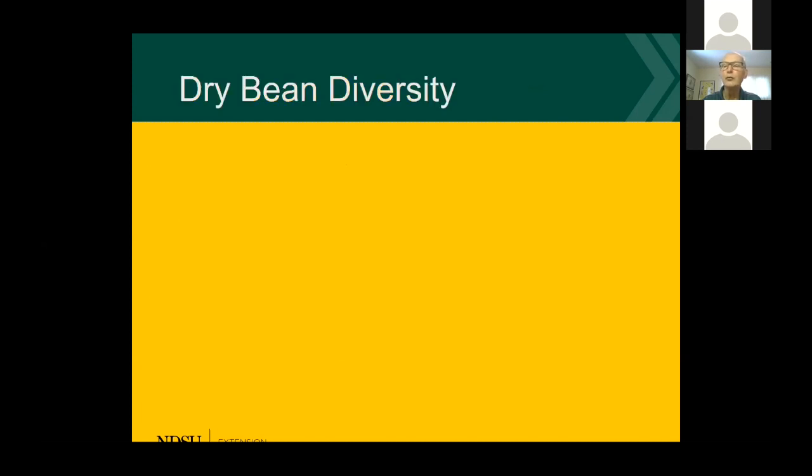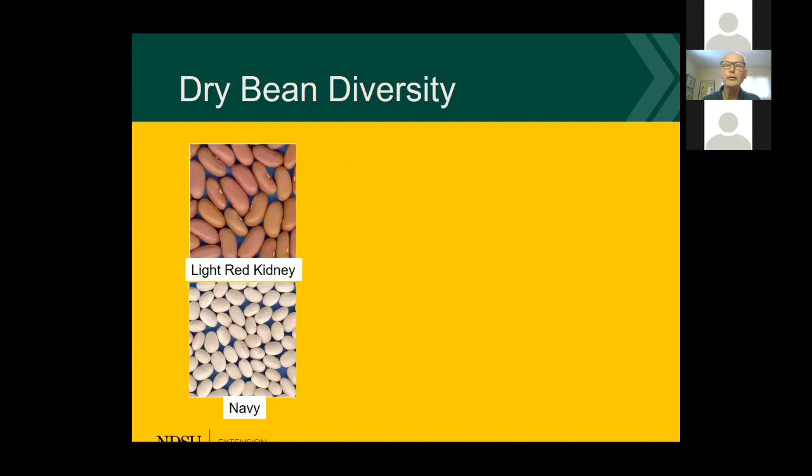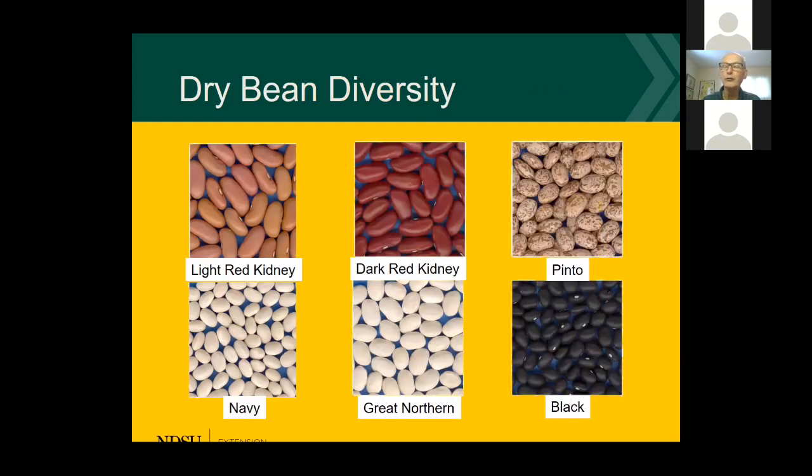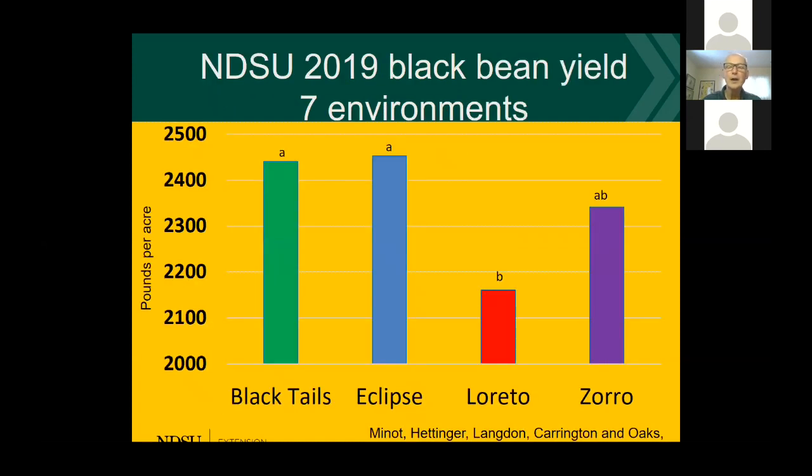So I'm going to report on a few of our different types of varieties. As we know, we have quite a few varieties or types that can be grown in North Dakota. The main ones are the Pinto, the Black, and the Navy. Those are the ones I will concentrate on today. In the booklet of 2019, I looked at the 7 environments that are reported. You can look at each table individually.